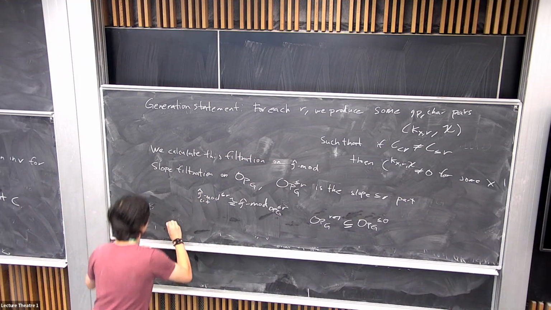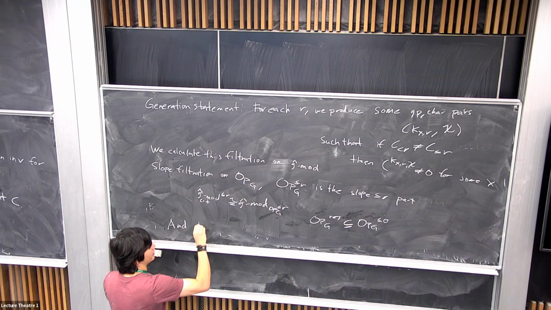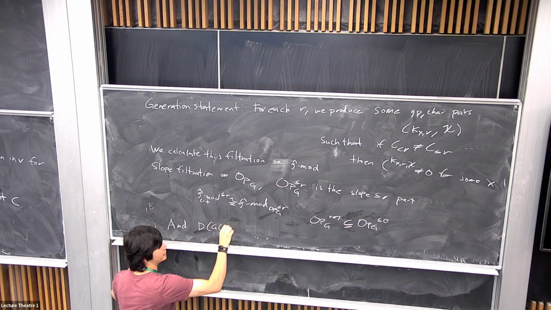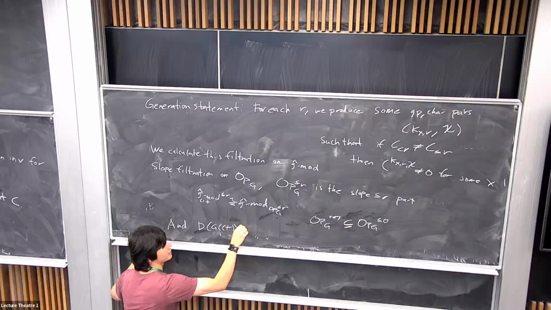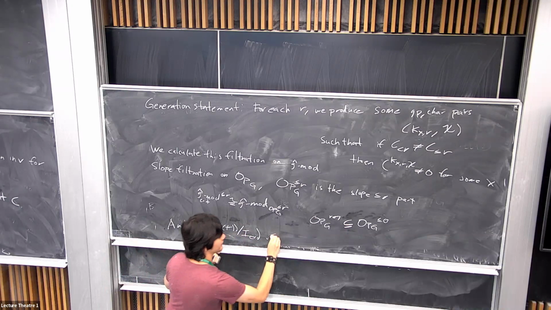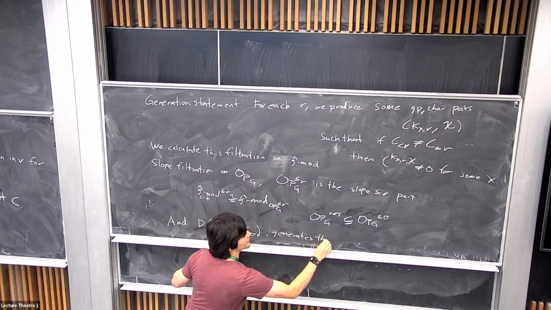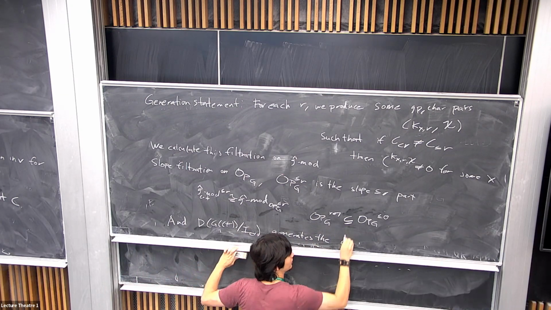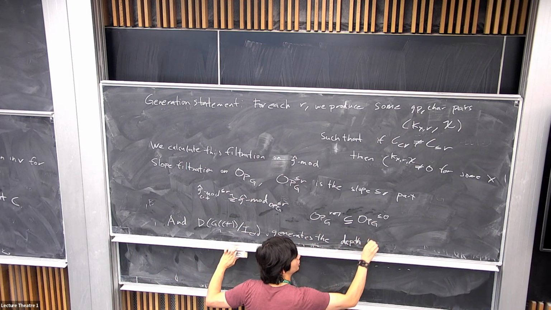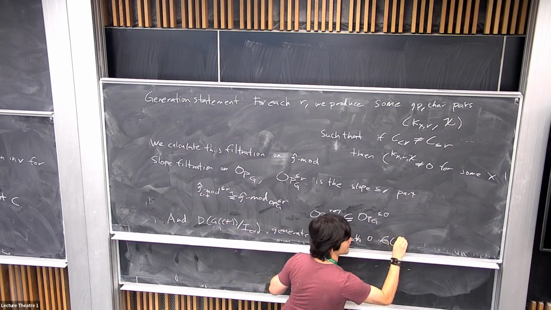And to finish off the proof, if I take the category of the loop group mod the unipotent radical of Iwahori, this generates the depth 0 part. This generates depth 0 G(K) representations.